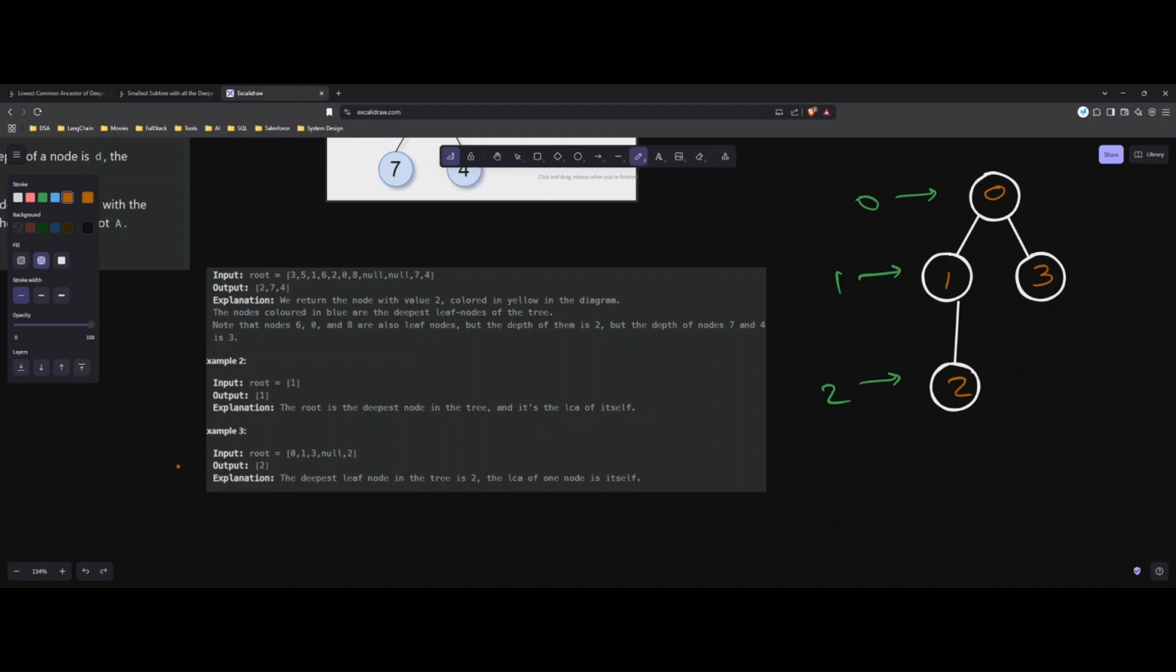Now coming to the third example. This is the example 0, 1, 3, null, and 2. I have drawn the binary tree of it, and I have added the levels here. Now we will see that the answer is 2. Let's see. Level 0, 1, 2. Okay, it doesn't have any leaf. So this is the leaf element, right?